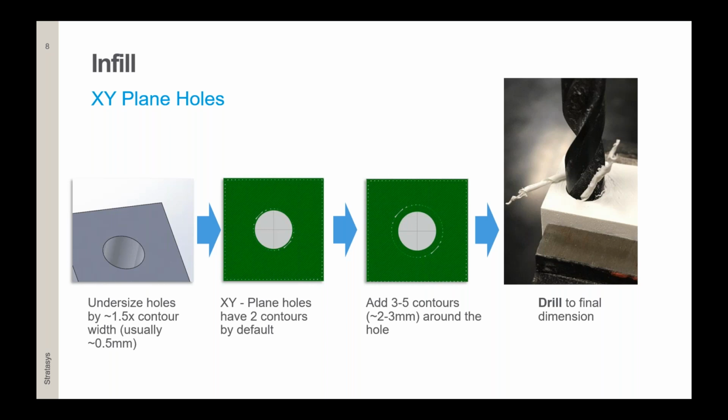That's a very good question, Michael. So, of course, with the default settings, we have only 2 contours around the holes, and you need to add stock for drilling and provide strength to the final hole, without drilling into the sparse filling. So what you need to do is basically add around 3 to 5 contours, or usually 2 to 3 millimeters around the hole in order not to get into the sparse filling. Oh, thank you. Nice answer.